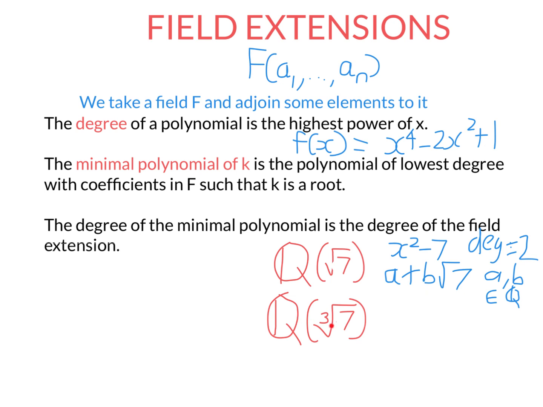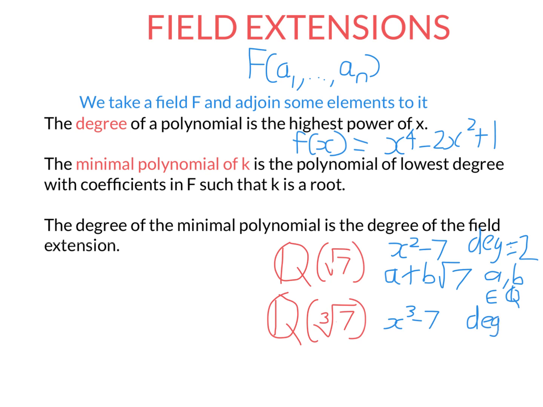So let's look at something like Q adjoined to the cube root of 7. It turns out the cube root of 7 can't be written as the root of a degree 1 or degree 2 polynomial with rational coefficients. So its minimal polynomial is x^3 - 7. Just in case you were wondering, if you want to know that you have the minimal polynomial, you actually just check that it's irreducible. So we would just check that this can't be written as the product of two polynomials, again with only rational coefficients. So the degree of this field extension is 3.